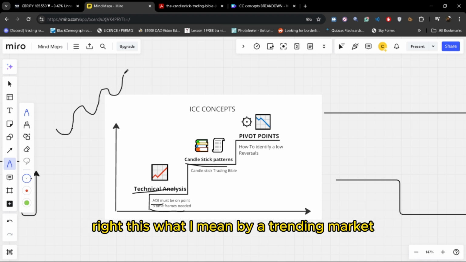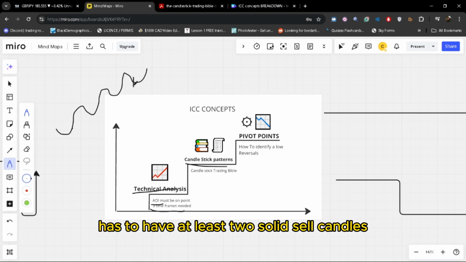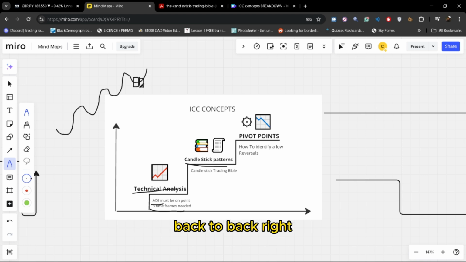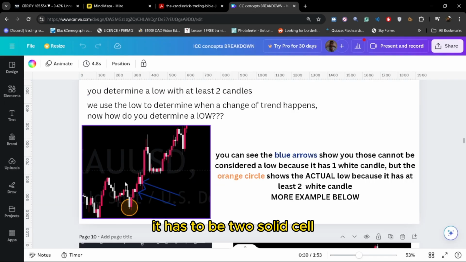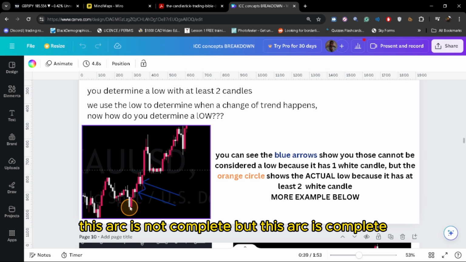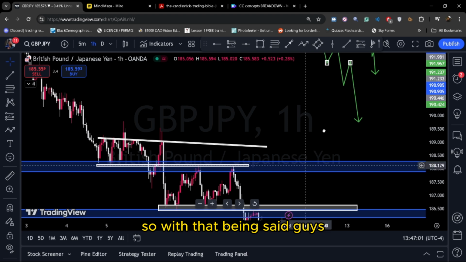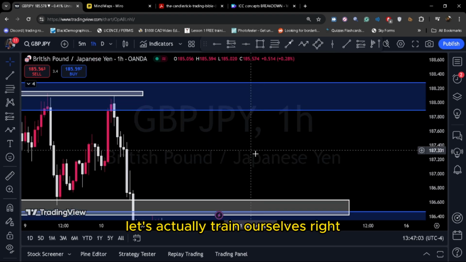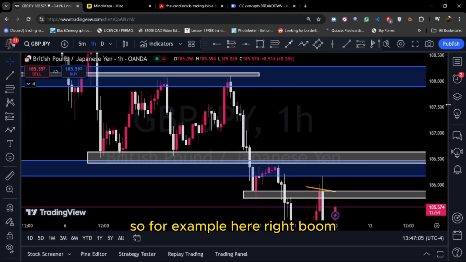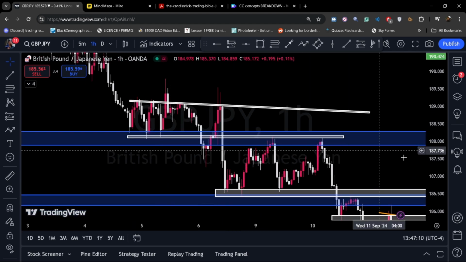This is what I mean by a trending market, right? This is the arc we're looking for. This arc here has to have at least 2 solid sell candles back to back, right? It has to be 2 solid sell candles. So in this case here, this arc is not complete, but this arc here is complete because it has at least 2 solid sell candles. So with that being said, guys, let's actually train ourselves. So for example here, boom, notice this.